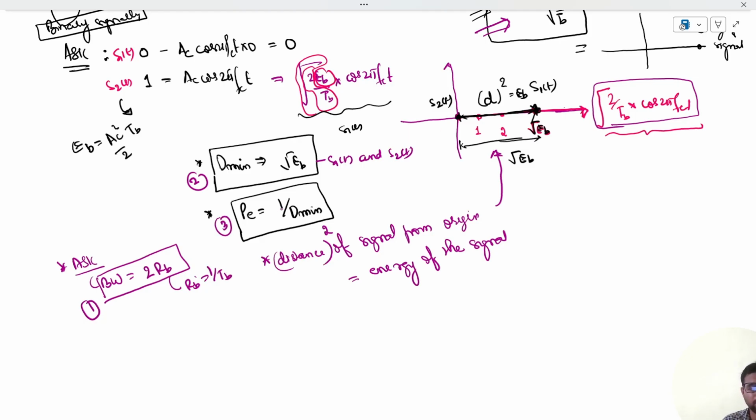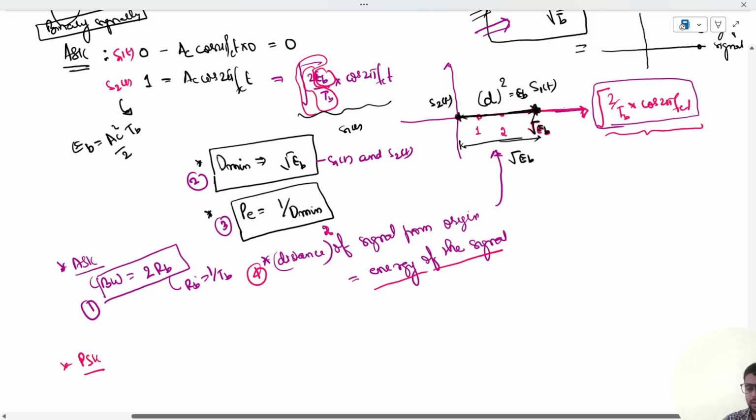Probability of error is nothing but 1 upon D minimum. We have understood. And the fourth point is, it is the distance between this signal and the origin. Square of that is nothing but the energy of the signal. Okay. Now let us move to phase shift keying.